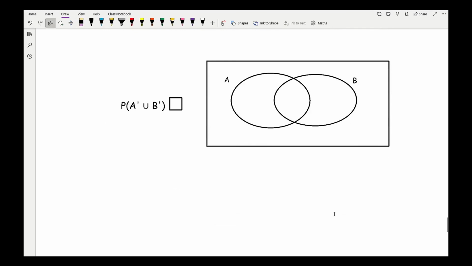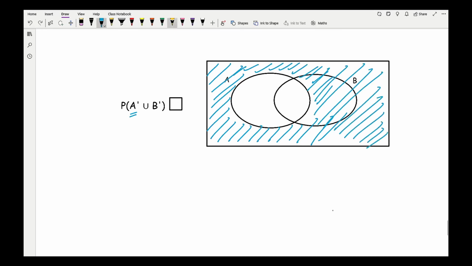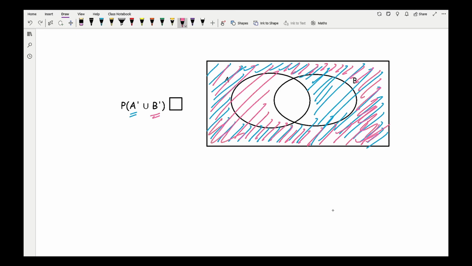So moving on to our last one. Looking at this, this is the probability of not A or not B. So again, highlighting not A in blue. That's going to be everything that's not included in that circle of A, which is this region here. And then I'll highlight not B in pink. So not B is everything that is not included in that circle of B. Like so. So you can see I've got areas that are just blue, just pink, and both.